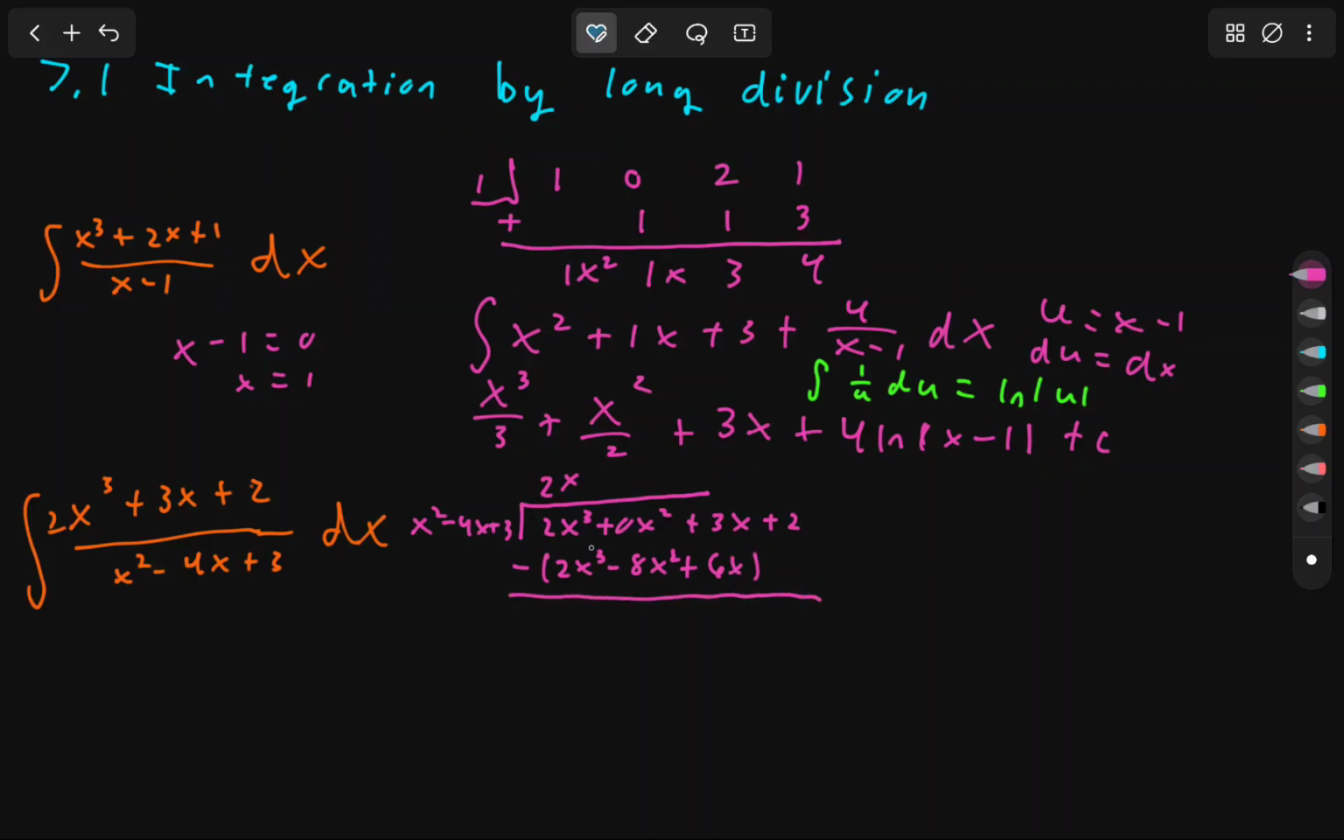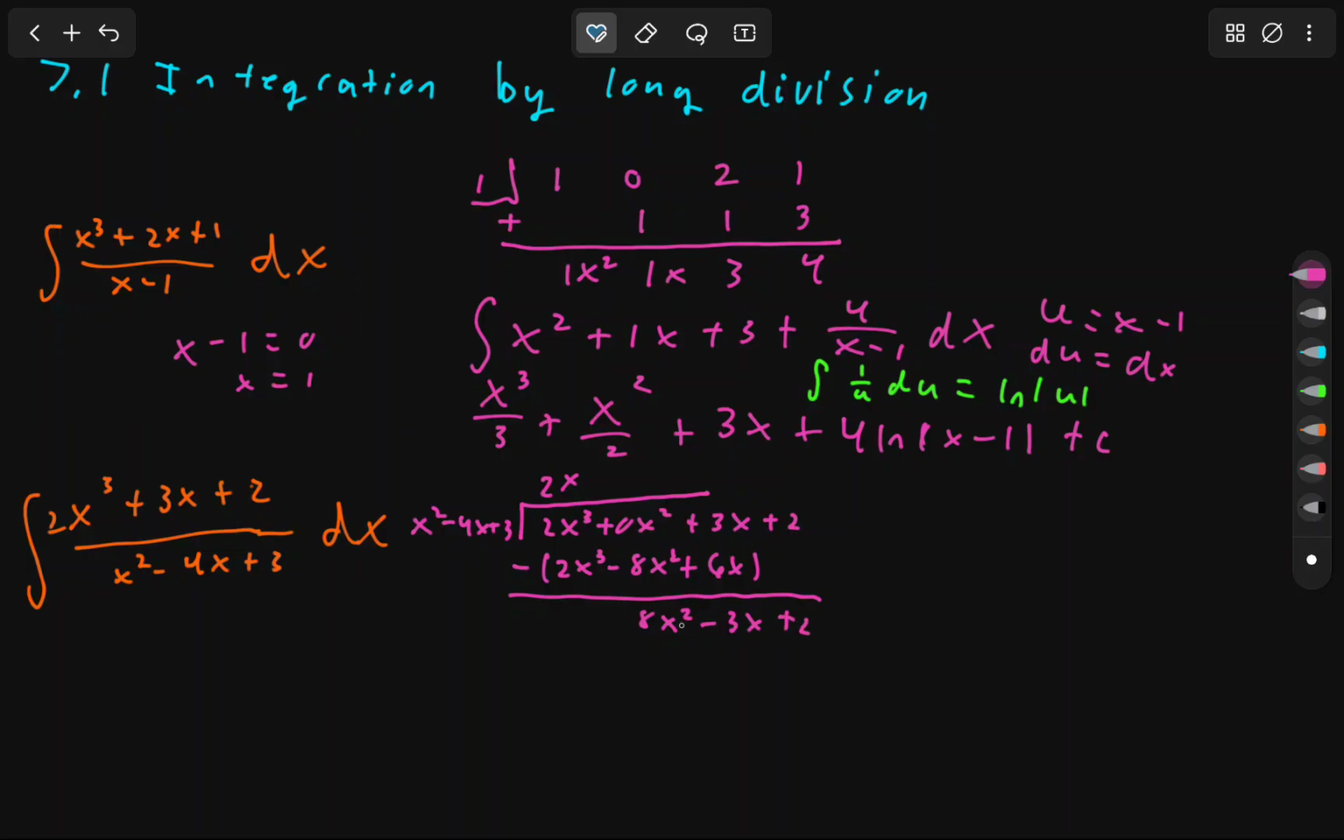So now, this 2x cubed and this 2x cubed cancel. We are actually going to get a minus minus 8x squared, so that becomes plus 8x squared, and then now we just have to subtract 6x from 3x, so we get negative 3x, plus 2.